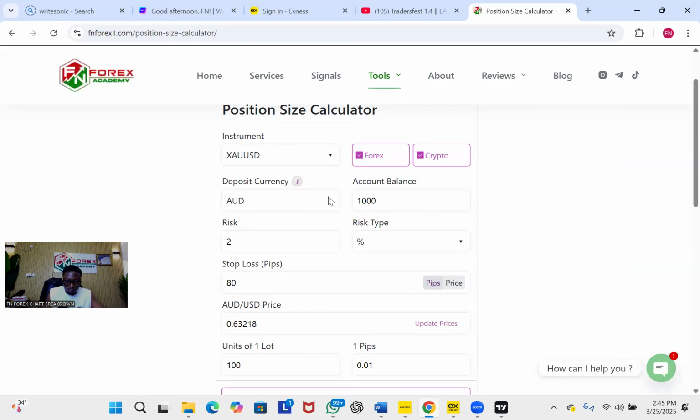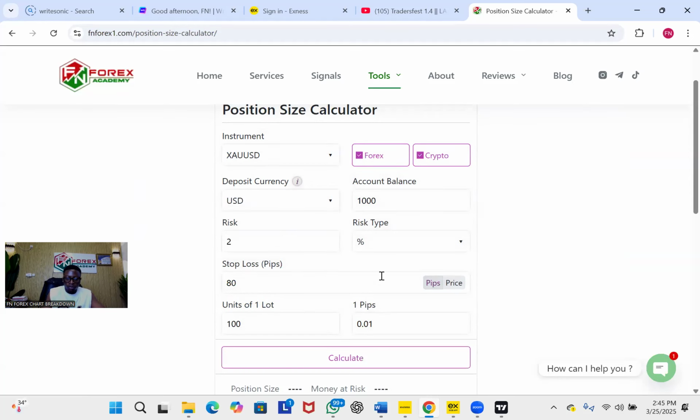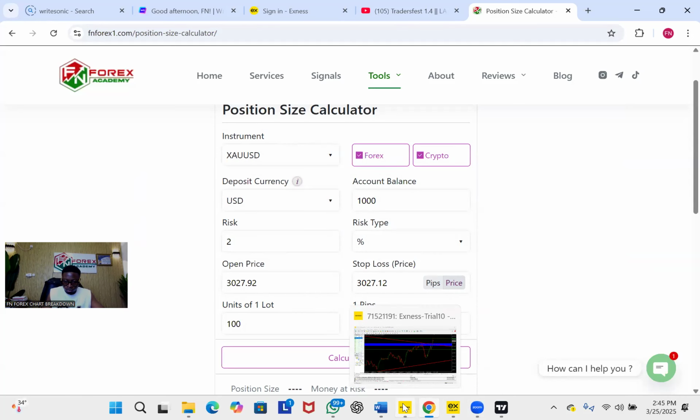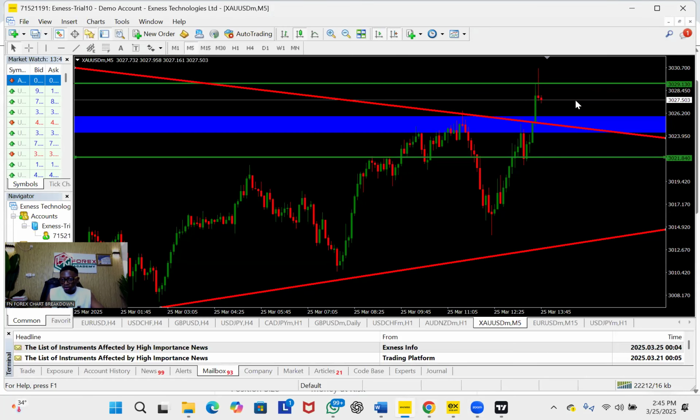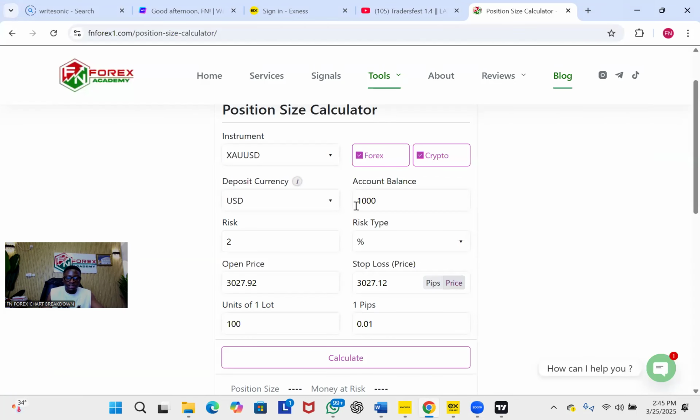XAUUSD, change to price 30.27. You come to the chart now, you see we have 30.27. That's around the price which we are on now, right? So you see that we have 30.27. So the price on the calculator resets itself.